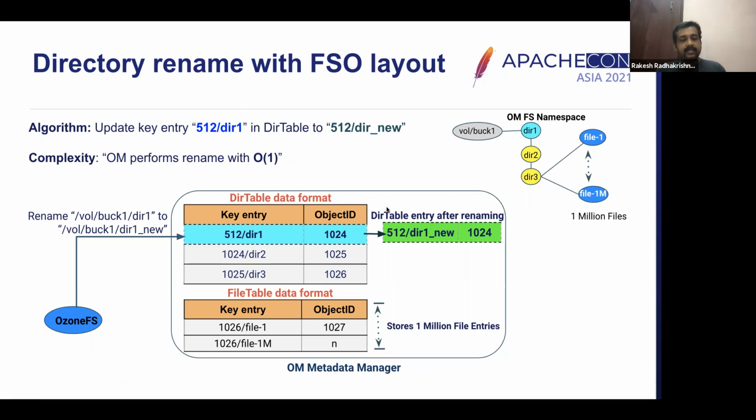So here you can see the first row, right? 512 slash directory one. It is pretty straightforward that I can rename it to directory one underscore new in the first row and just update the rows DB. And we are able to complete in a fraction of seconds, milliseconds, and we have the complexity of order of one, and all the subfiles will automatically get renamed.